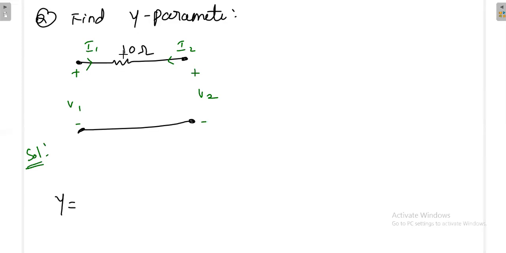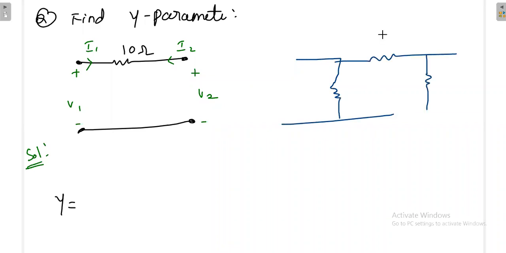Okay, so now once if the structure is given, we know that once Y parameter is asked, we are familiar with that pi model. Okay, we are familiar with this model. Now this is 10 ohm, that's okay. But what happened to this resistance? This resistance is not there. That means this is open circuit. Open circuit means infinite resistance.